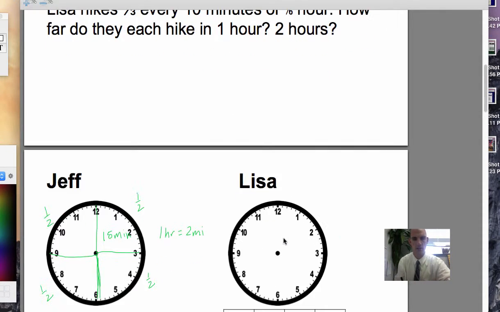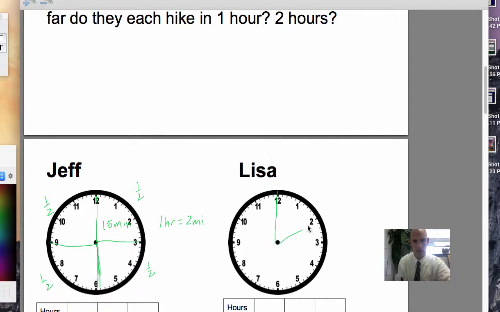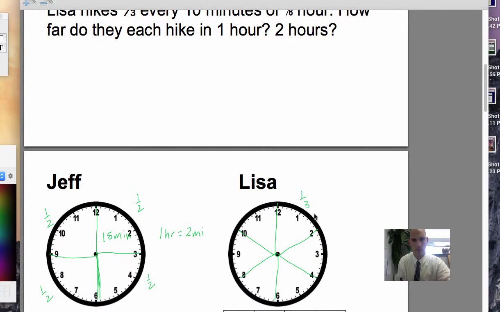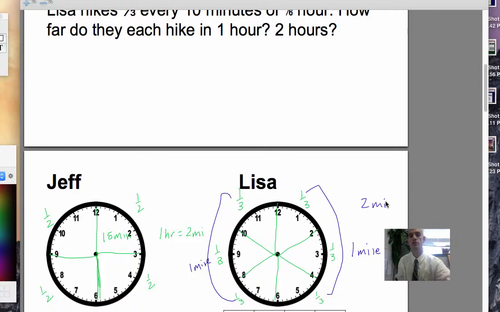Lisa, every 10 minutes, she hikes, so here's my 10 minutes, and I'll just divide this into 10-minute segments. They already told me that was a 1/6 of an hour, so 1/3 of a mile here, 1/3. And I'm putting in each of these because each wedge of time that she goes, she's going to be hiking these. So there's 1 mile. And here's 1 mile. Well, she also hikes 2 miles.